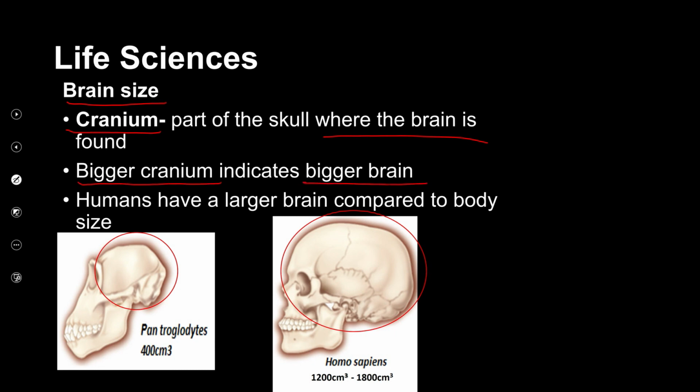Okay, and here if we have a look, this is a chimp brain or skull, and we can see the cranium here is much smaller than this one of Homo sapiens. Can you see how much larger the cranium is? So that means all of that capacity, the volume in there, is much more than we find in this one here. Okay.